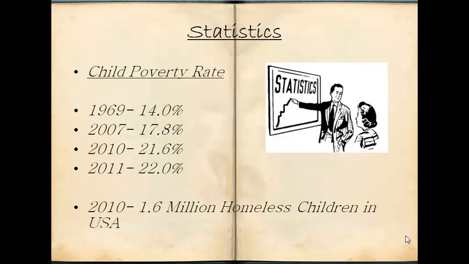A statistic that blows my mind is the 2010 statistic listed at the bottom of the slide. 1.6 million homeless children in the United States is a crazy statistic because the amount of disadvantages that poverty-stricken students have is extremely effective to the educational system.